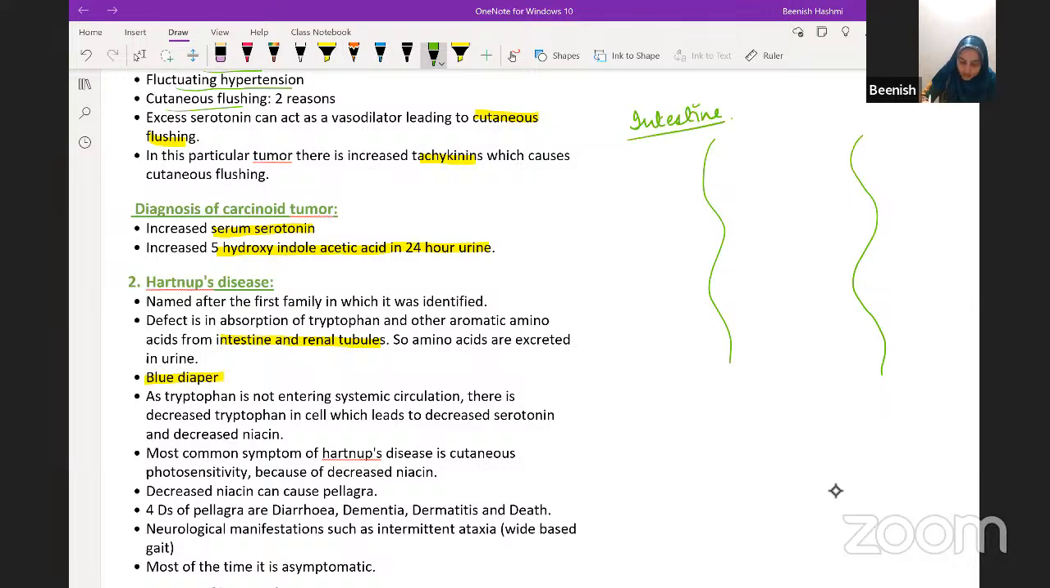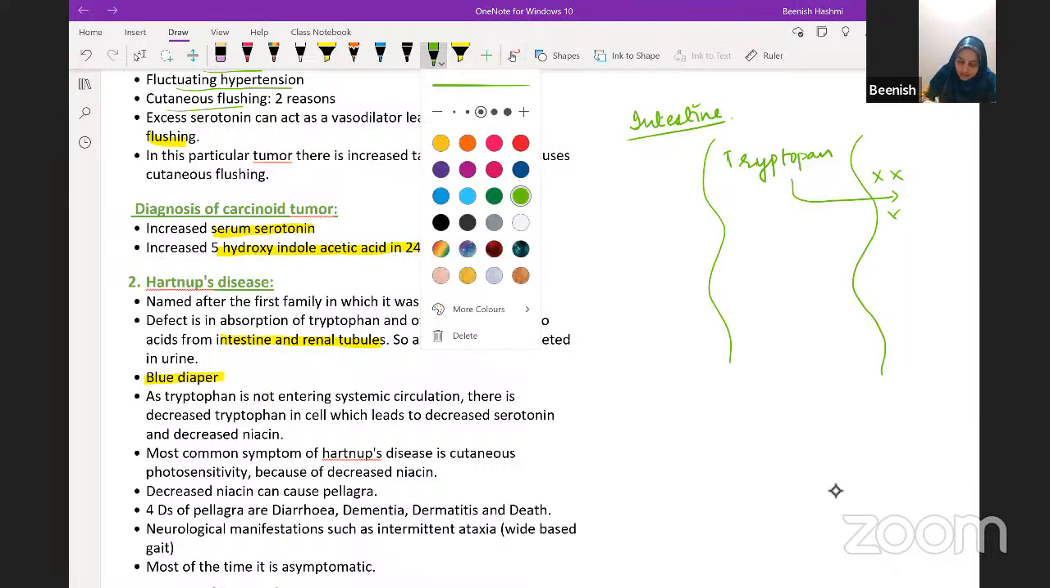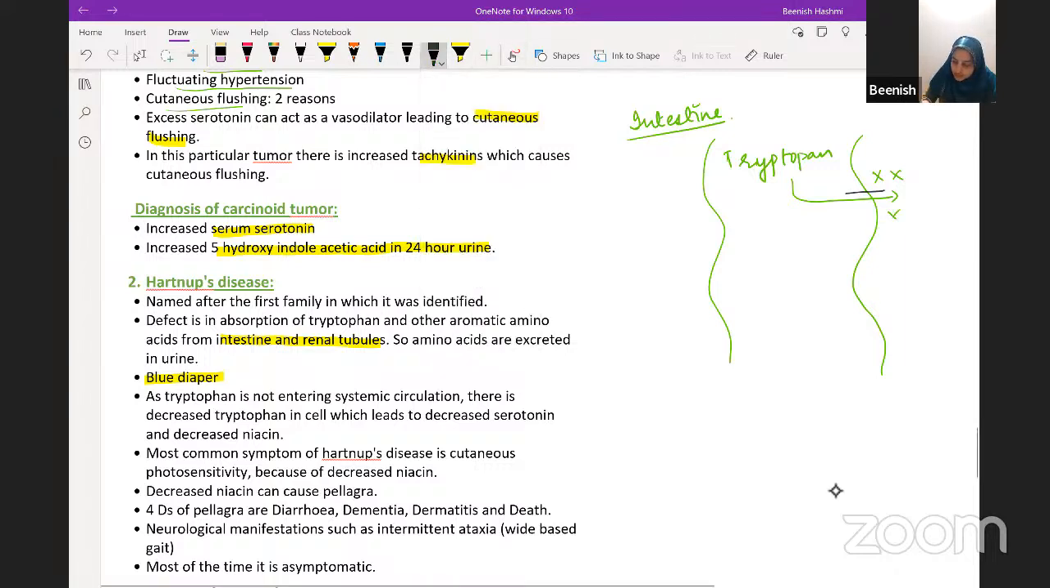So it says there is blue diaper. So what is the reason behind this? Let's see. So your tryptophan, it cannot be absorbed. Okay, this absorption is not taking place because the transporters here, they are defective.